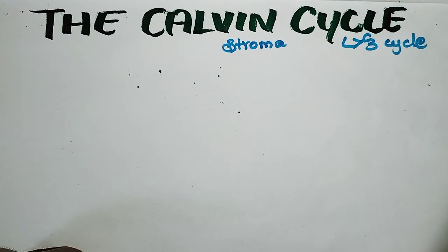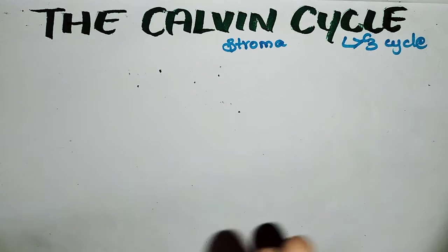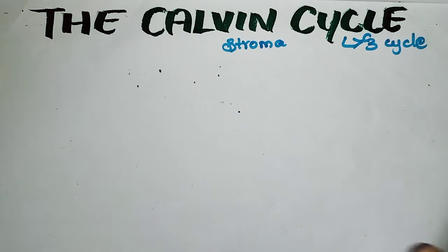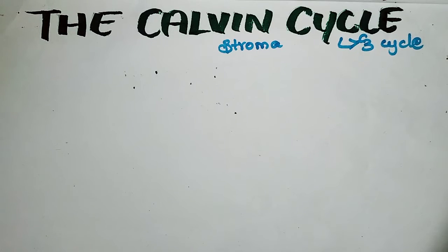The important enzyme for this reaction is the Rubisco enzyme. It's a universal enzyme because this cycle is found in all plants. Clear? Okay, now we will start.